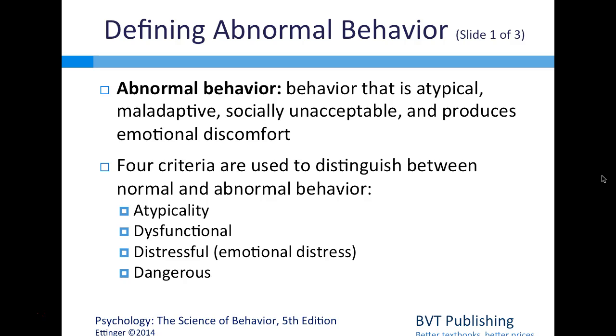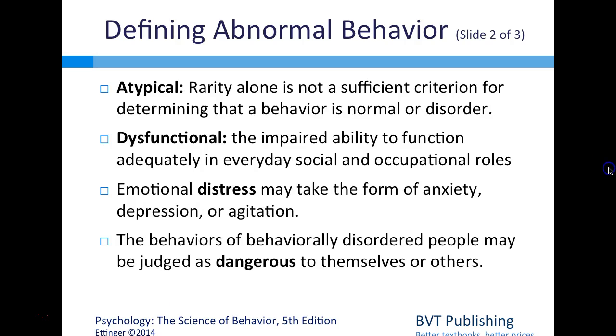Okay, so the four criteria that are used to distinguish between normal and abnormal behavior are atypicality, dysfunctional, distressful, meaning emotional distress, and dangerous. Atypical means obviously not typical, but rarity alone is not a sufficient criterion for determining that a behavior is a disorder. Some of the most brilliant people in the world are maybe a little bit atypical. So that is not in itself enough to justify criteria for a disorder.